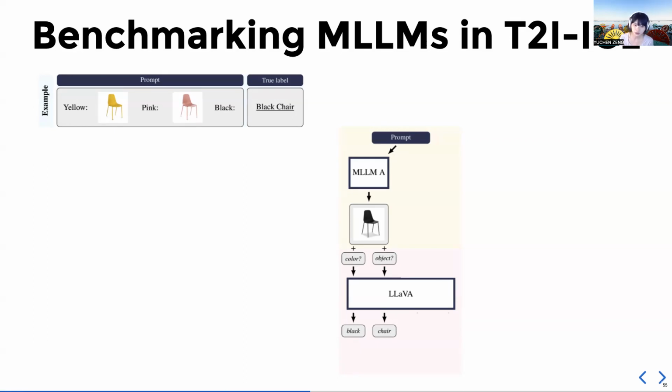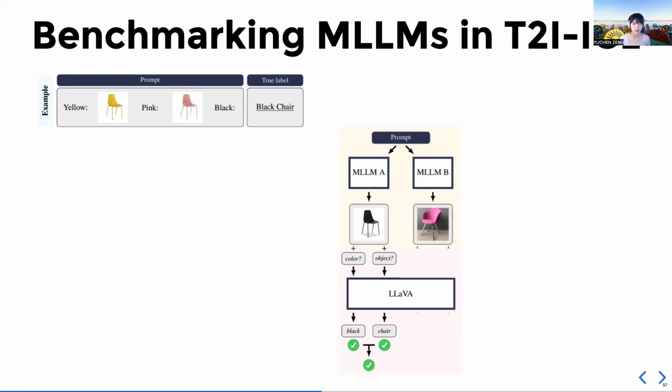So here we just use LLaVA to identify the attribute and object, and we found that the color is black and the object is chair. So we compare the output labels with the true label, and we find that they all match. So we classify this generated output image as correct. We use this way to calculate the accuracy of each MLM on our dataset.